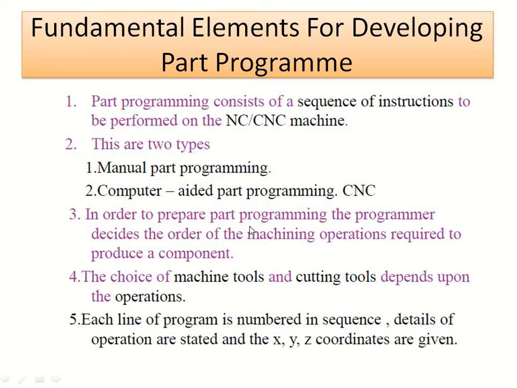In order to prepare part programming, the programmer decides the order of the machining operations that is required to produce the component. Then the choice of machine tools and cutting tools depends upon the operation. After completion of that, each line of the program is numbered in sequence and details of operations are stated, and X, Y, Z coordinates are given.